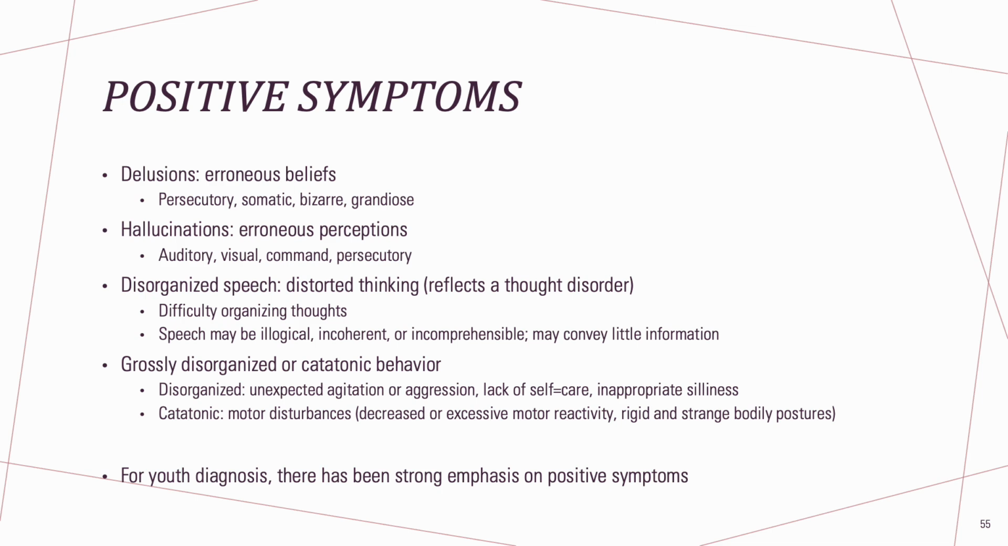And then the fourth one is grossly disorganized or catatonic behavior. So when we're saying grossly disorganized, what we mean is unexpected agitation or aggression, lack of self-care, or inappropriate silliness. With catatonic behavior, we're really talking about motor disturbances. So either really excessive motor reactivity or a lack of motor activity, or even things like really odd, strange body posture that might be really rigid.